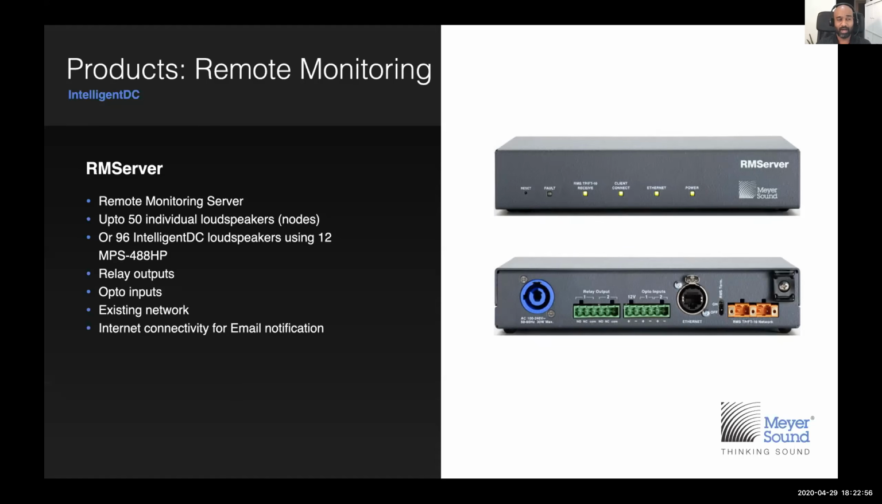There are relay outputs and opto inputs at the back. We will take a look at that. They can hop onto your existing Ethernet network to have communication with your local computer. You can even give it internet access and set up triggers for email notifications, so you don't have to constantly keep looking at it. The triggers will make sure that email reaches whoever it's supposed to get to.